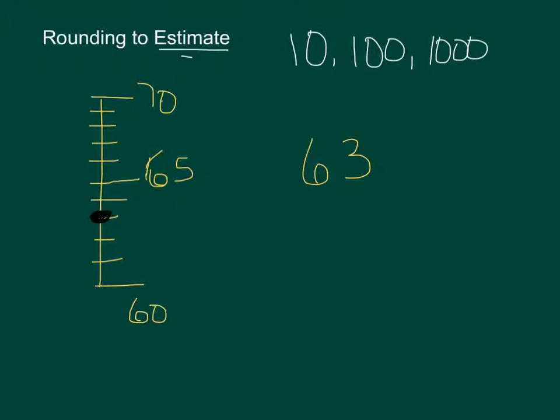Now, looking at our number line, is 63 closer to 70, or is it closer to 60? Well, we can look and see that it's closer to 60. So we say that 63 is rounded to 60. Again, we don't want to get too far away from the original number, but we would like a number that's easier to work with. So 63 rounds to 60. Let's try a couple more, shall we?